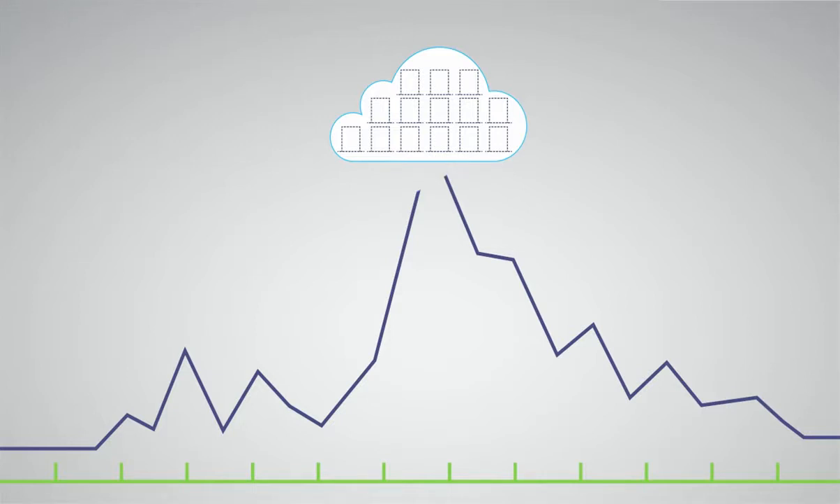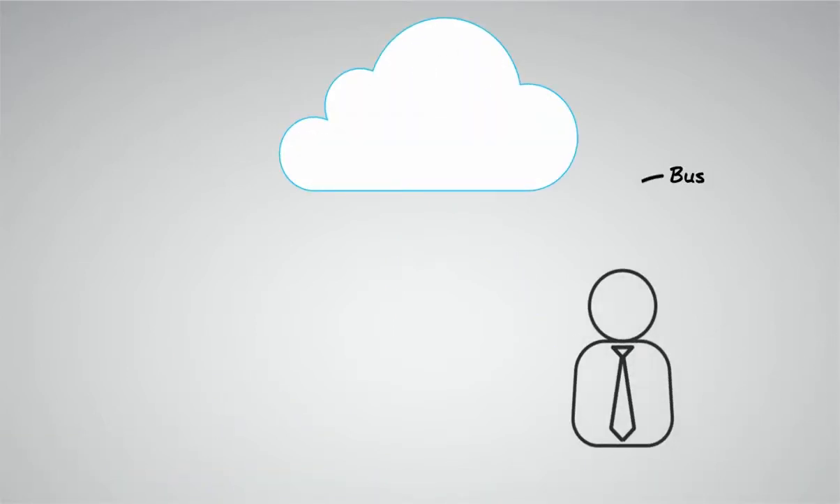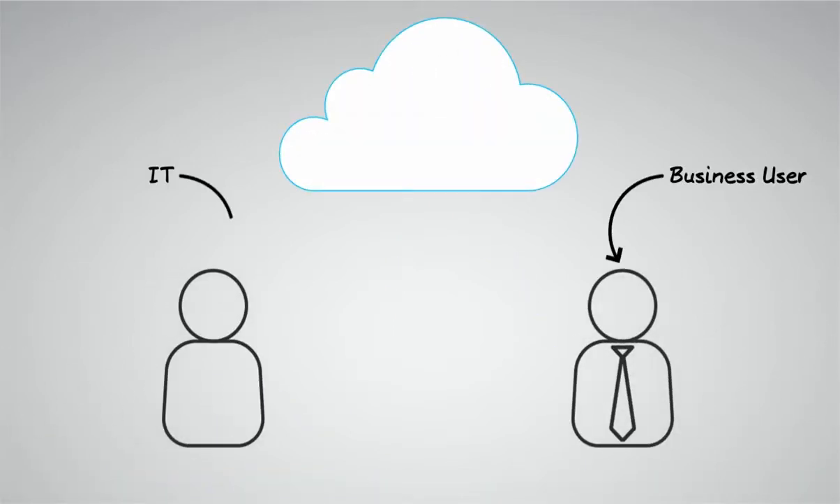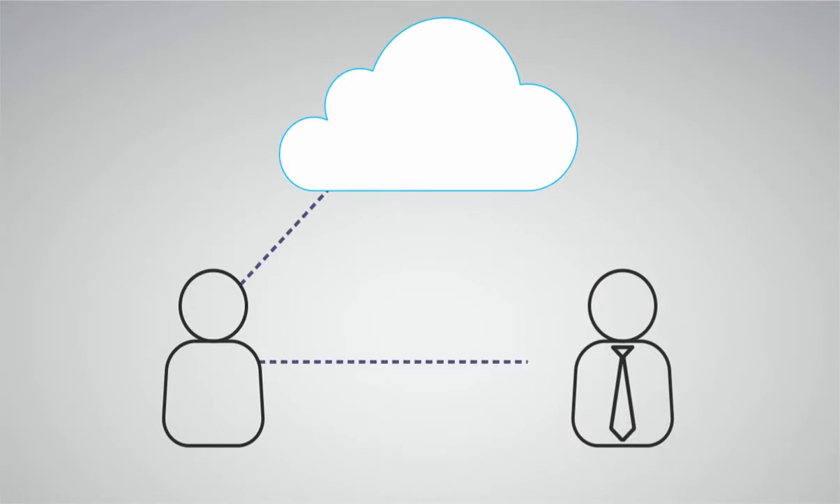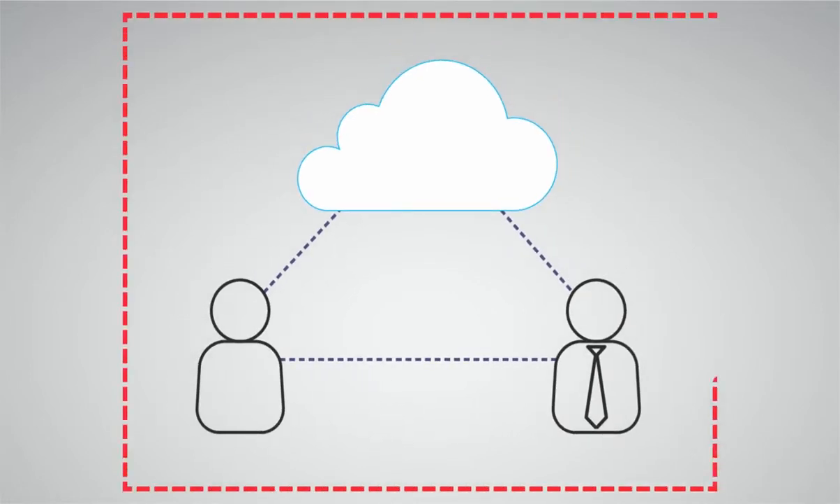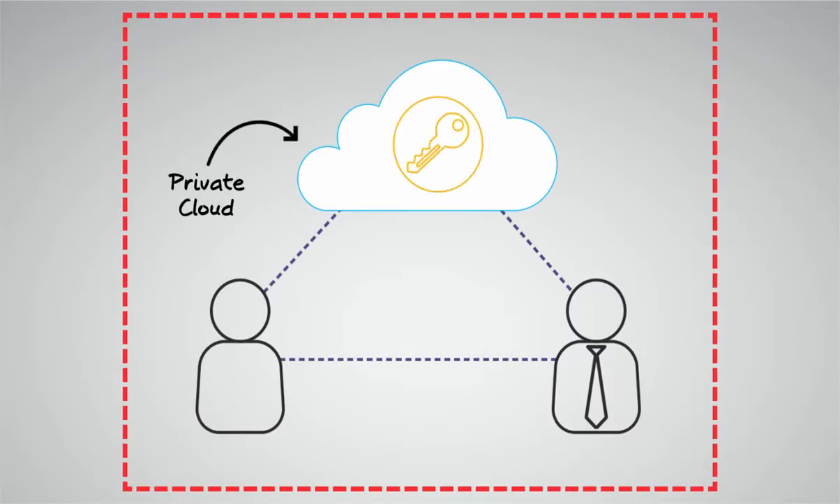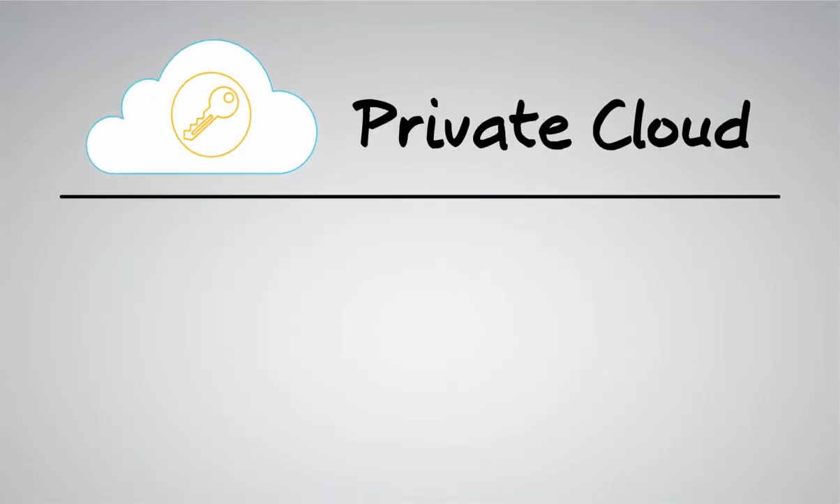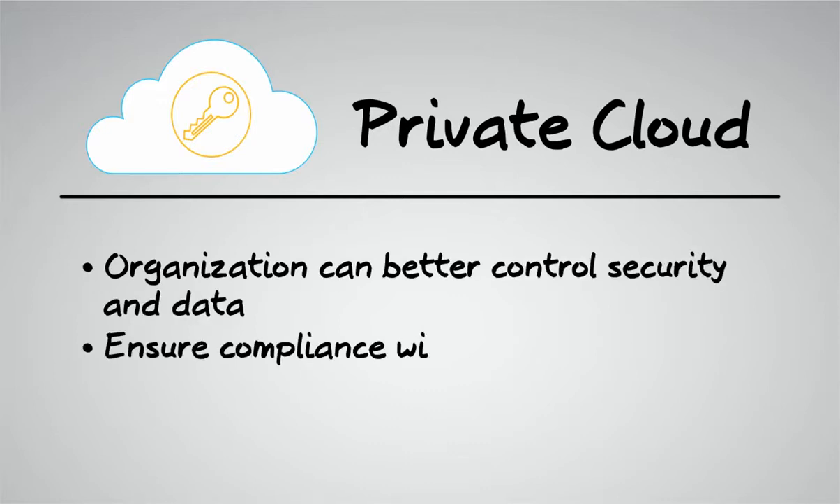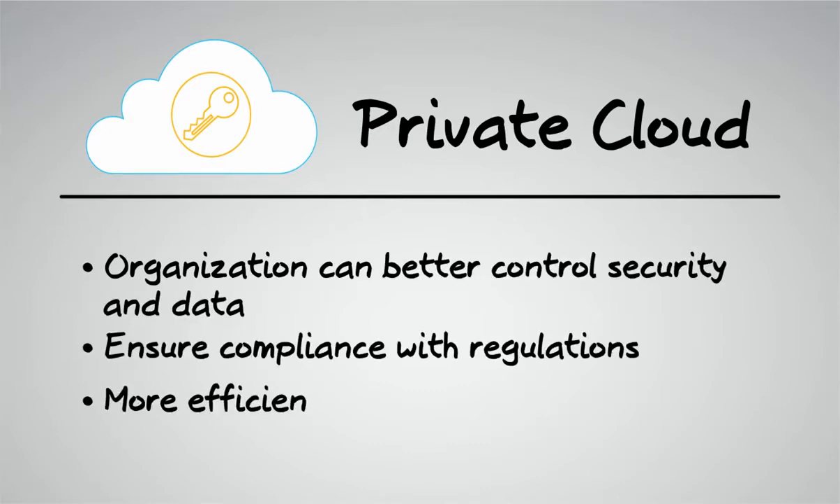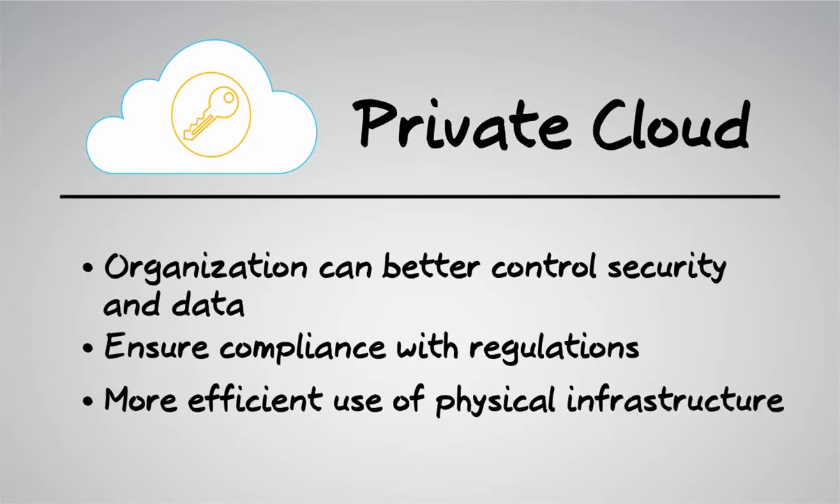This notion that the business could be more agile started to get the attention of enterprises. Both the IT organization and the line of business were really excited about the value they saw. Once enterprises started to see that value, they started to look at how they could build their own cloud-type infrastructures inside the firewall, a private cloud. A private infrastructure as a service cloud helps an organization better control security of data and ensure compliance with regulations. It also makes much more efficient use of the enterprise's physical infrastructure.